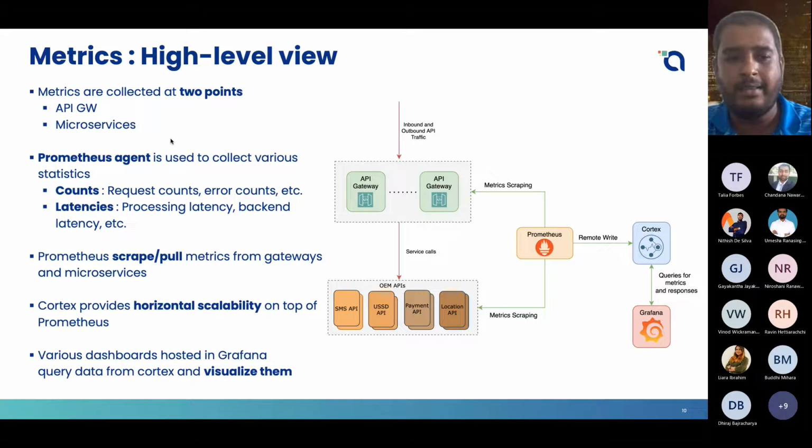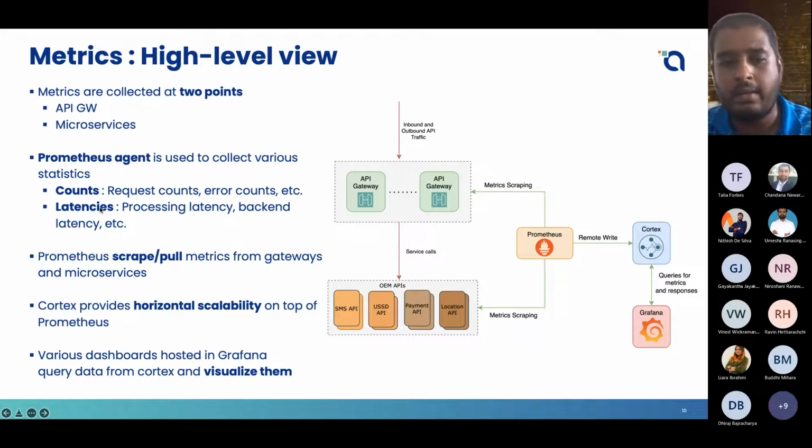It has a set of metrics like histograms, timers and gauges, a unit you need to increase and decrease. The API is quite simple, so I'm not going into details of that. But the idea is that we use this Prometheus agent to collect information at the API gateway and the services, and these metrics fall into two broad categories, that is counts and latencies.